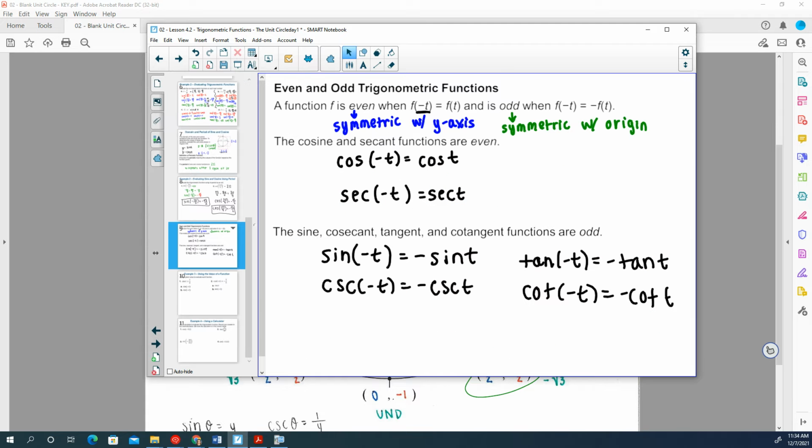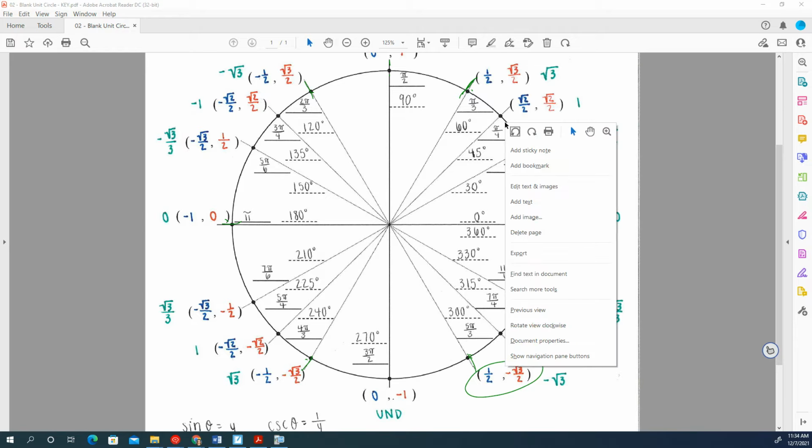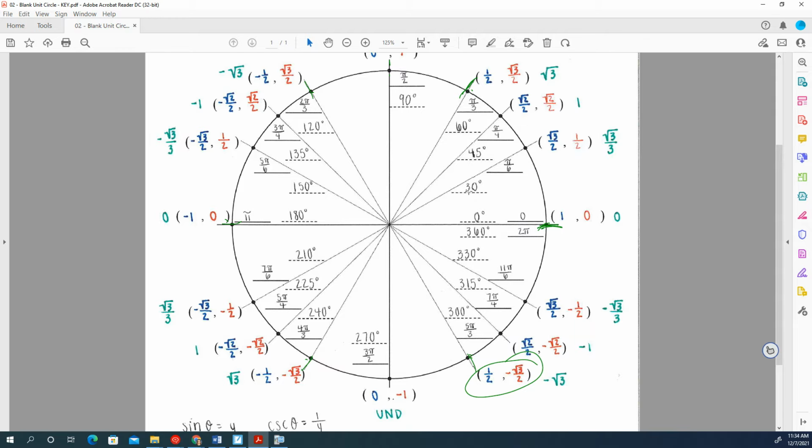Okay, so here let's take the sine of, we'll do pi over 4 again. So the sine of pi over 4 is what? Square root of 2 over 2. So the sine of negative pi over 4 is exactly the opposite. Okay, so that is that odd, symmetric with the origin property. Same with tangent. The reason why is because sine is y, so you can see the positive here, negative here, and tangent is y over x, so same with tangent. If I have positive 1, the negative version of the angle is exactly the opposite.